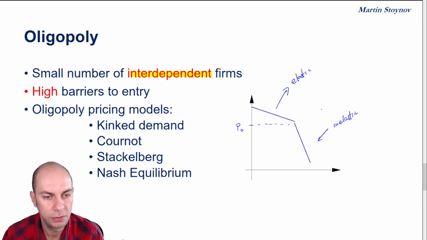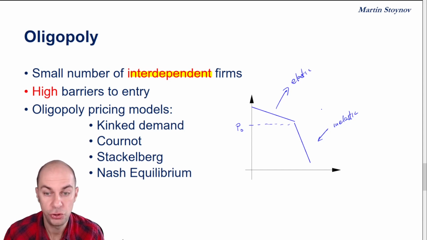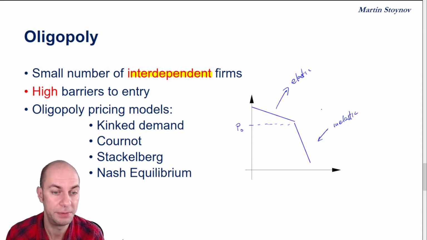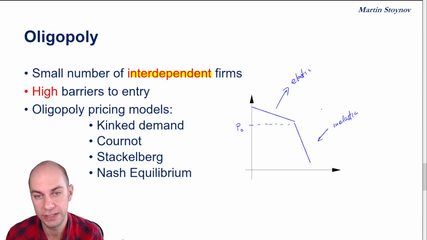Okay, the next model is the Cournot model, developed by a French mathematician. The Cournot model looks at a duopoly, and in that duopoly you have two identical firms, and they're going to be making simultaneous decisions. So they will not be able to consider the move of their opponent.